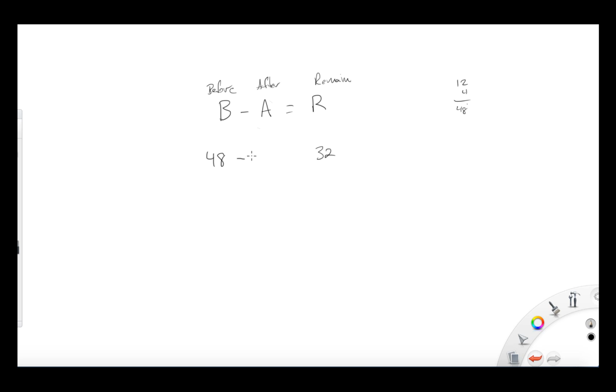So we have 48 minus a. We don't know what the away is. So again, how do we get a by itself? How do we figure out what it is? Well, 48 minus something equals 32. So if we subtract these two numbers, we're going to get what went away. So how many did he give to the bake sale? 16, because 48 minus 16 does equal 32. So our answer is 16.